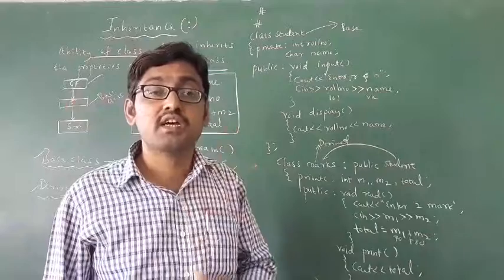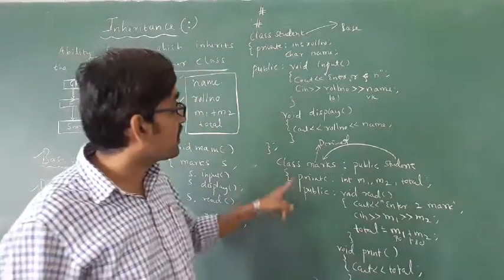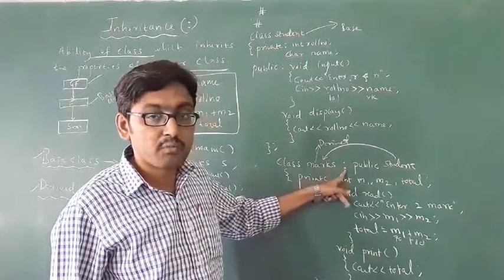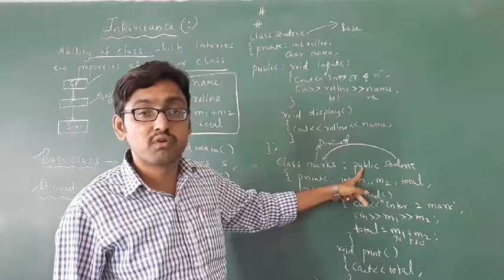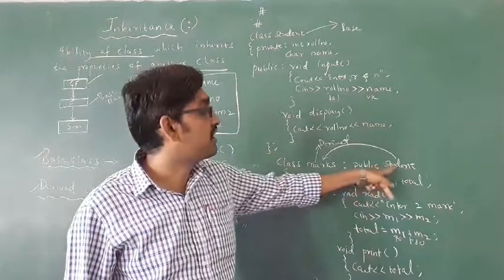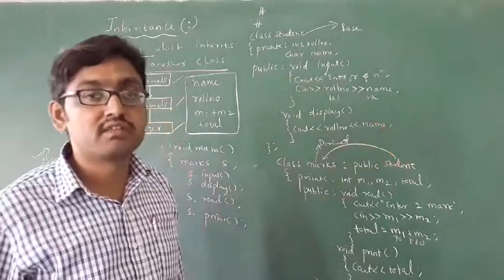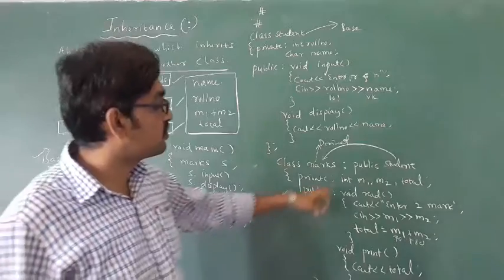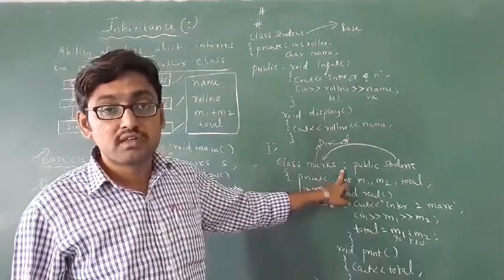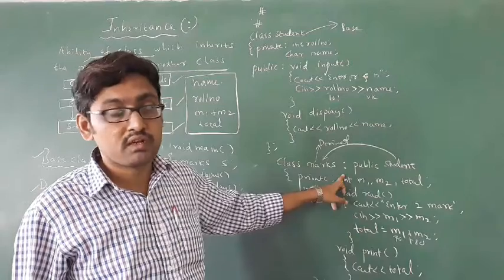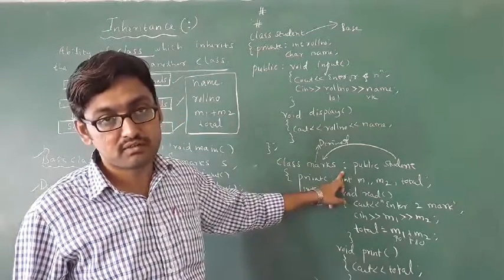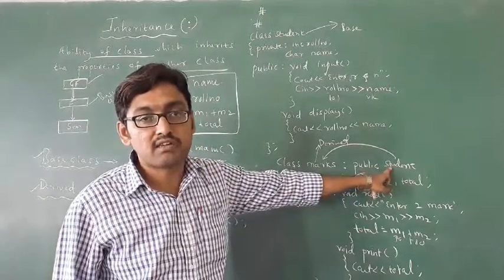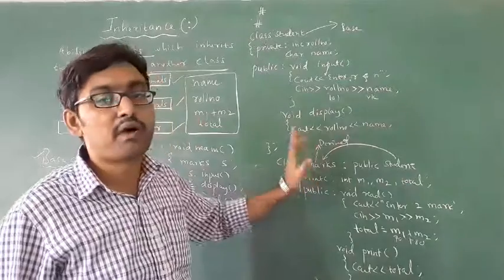It's a two marks question: write the syntax of a derived class. How to write it? Class name, Marks, which is the derived class, then the inheritance operator, then the visibility mode or access specifier, then the base class name. This is the syntax of a derived class. Don't use the scope resolution operator here. This is a colon, only one colon. Colon means it is the inheritance operator. If you write the inheritance operator, whatever data Student has will come to Marks.